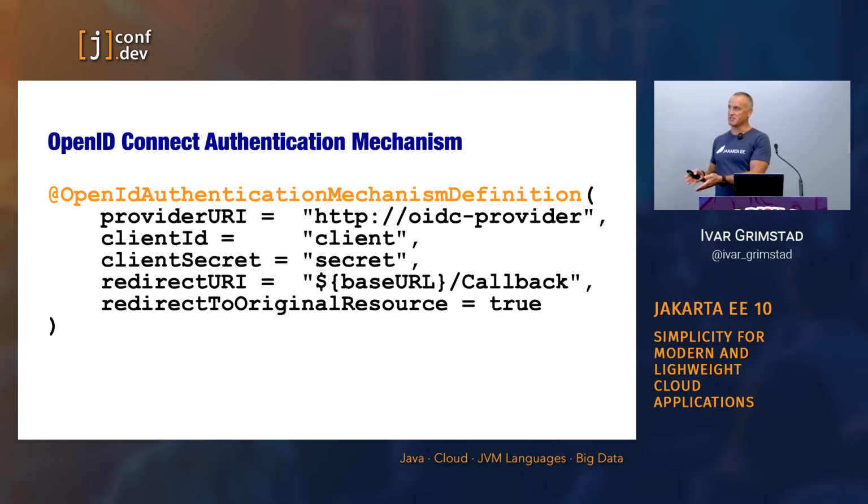So if you annotate your configuration with @OpenIdAuthenticationMechanismDefinition and add the parameters, these are typically something you could use, and you can use expression language to configure your provider and whatever other stuff you need to configure your OpenID Connect in your system. And this is the server-side part of it. So this is how you would do it on the server application. The client API is not specified by Jakarta EE. That is something you would use some client API to do, but it's a standard way.